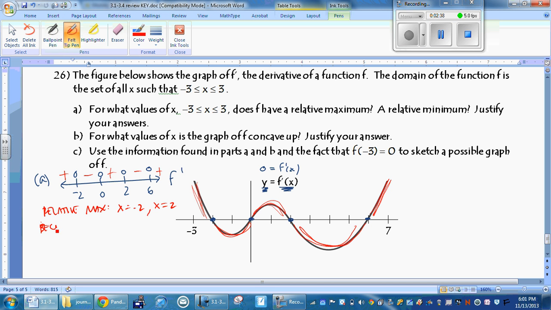So we can say because the derivative of f changes from positive to negative. And we have relative mins at x equals 0 and x equals 6, because the derivative changes from negative to positive.